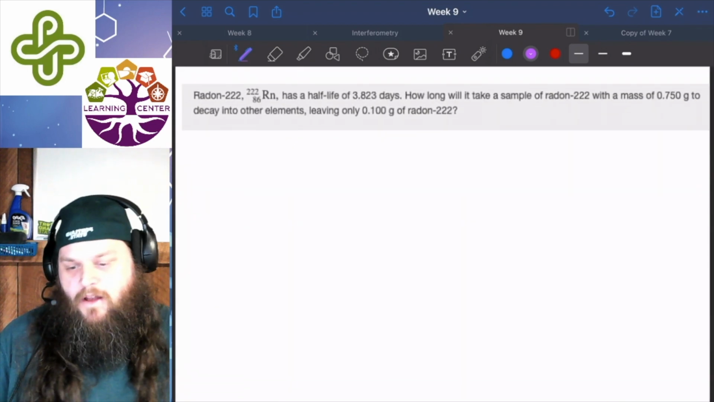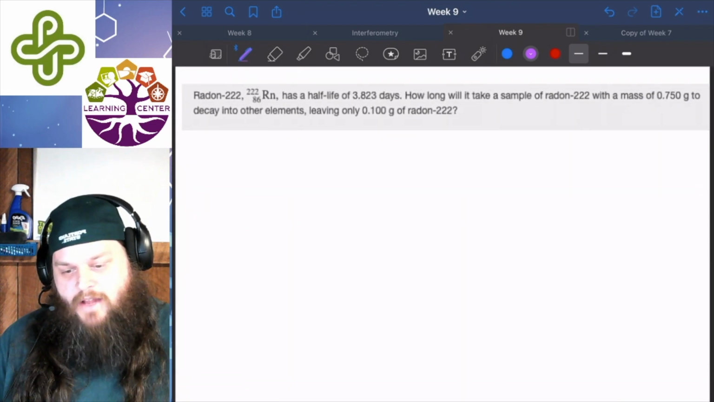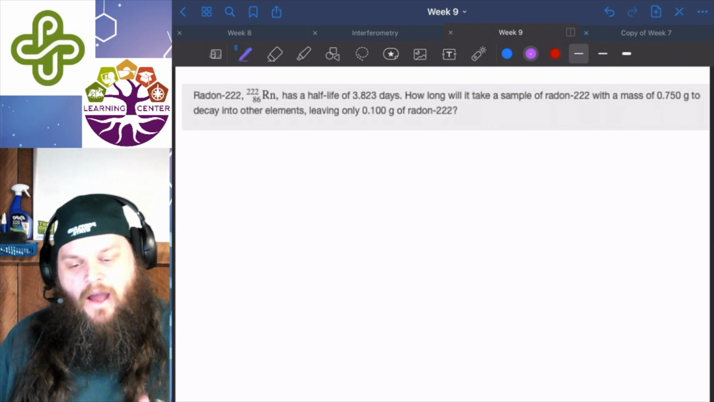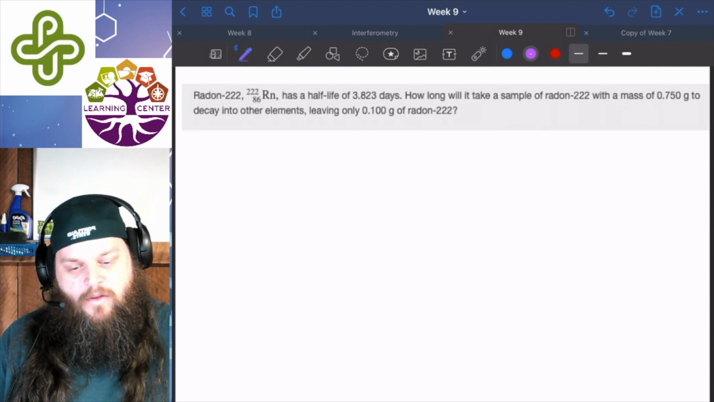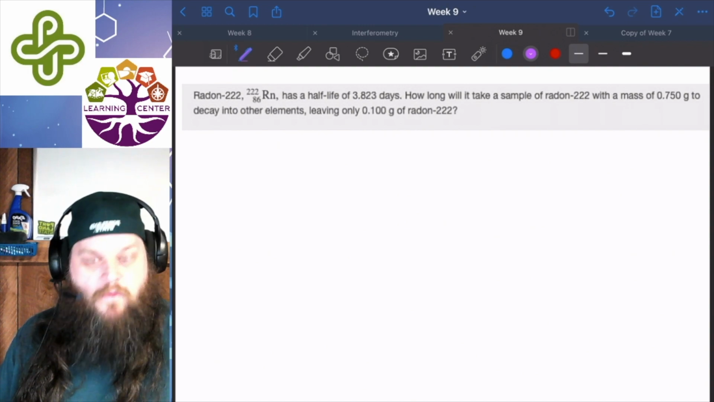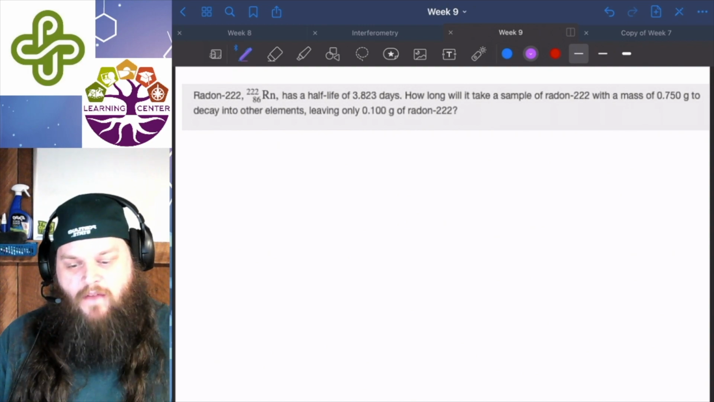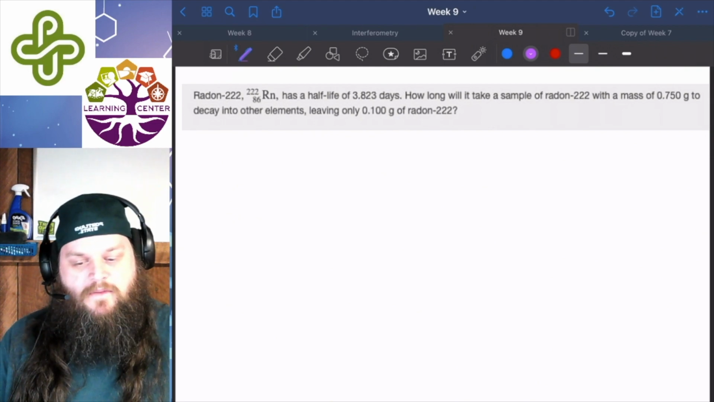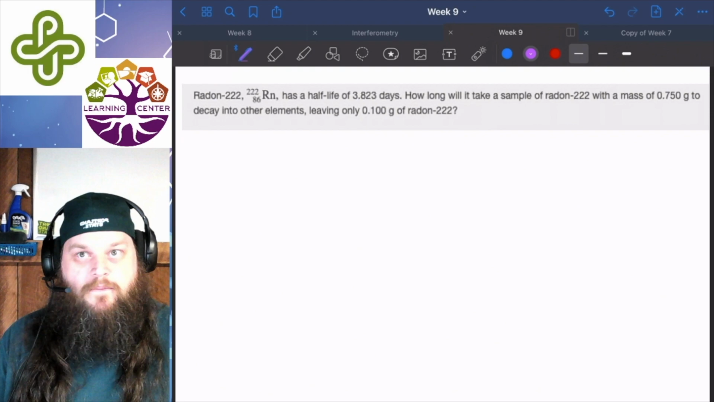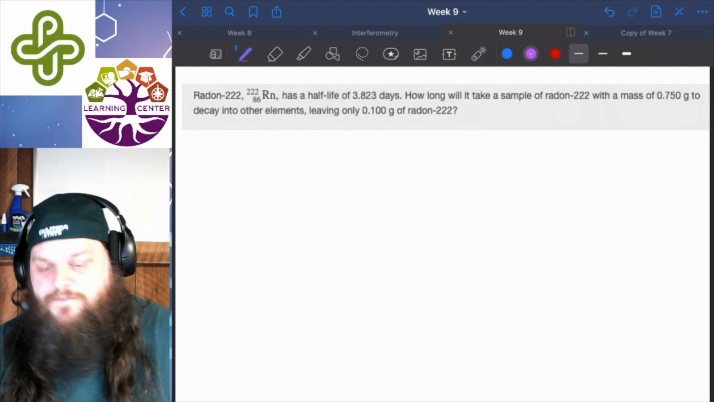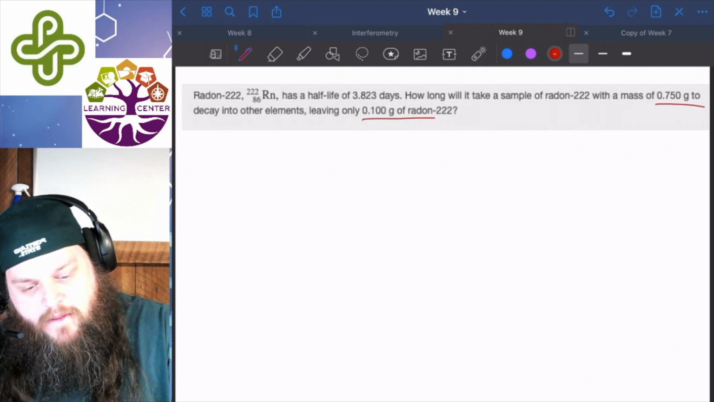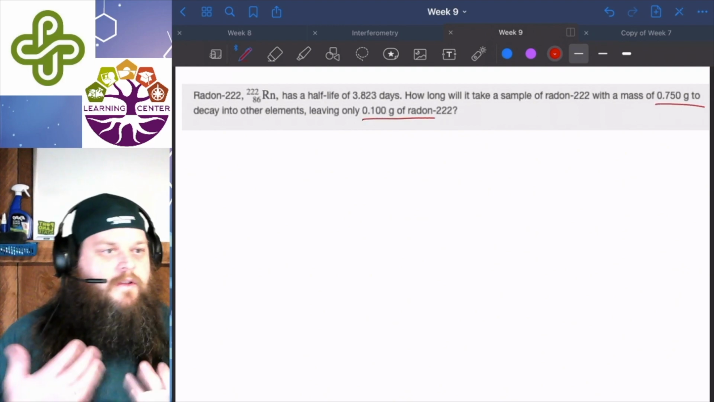So here we have radon 222, and it has a half-life of 3.823 days. They want to know how long will it take a sample of radon 222 with a mass of 0.750 grams to decay into other elements, leaving only 0.100 grams of radon 222 remaining. So here it's telling us the grams here and the grams there. And these are both the grams of radon.